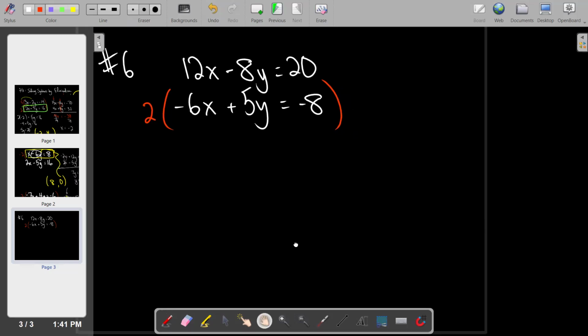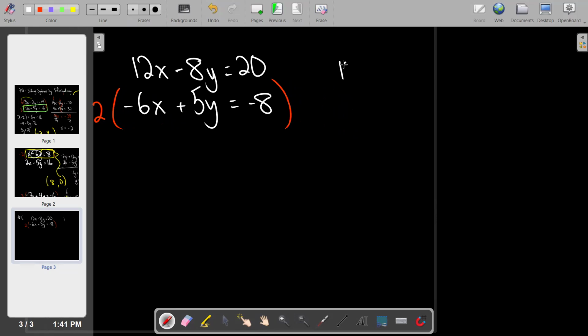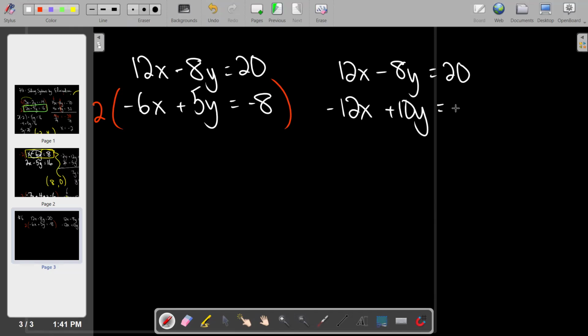So I'm going to take the top equation and just copy it over. Takes a little bit, like, I don't know, 5 seconds or something like that. And then the bottom equation, I have to math. If we multiply everything in the bottom equation by 2, what do we get? -12 of those plus 10 of those equals -16. And now that we've got it prepped, it's time to draw the line and say I'm going in.